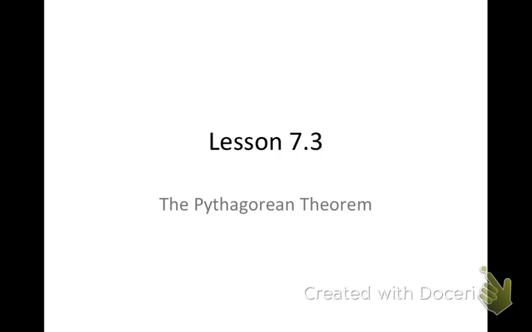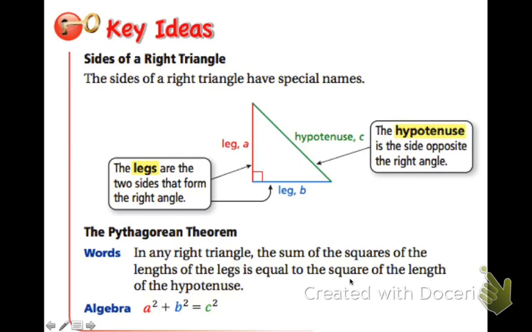Okay, in 7.3 we're going to be learning about the Pythagorean theorem. So here's the key idea. The sides of a right triangle have special names. The Pythagorean theorem can only be used with right triangles. What makes it a right triangle is that there is one 90-degree angle.